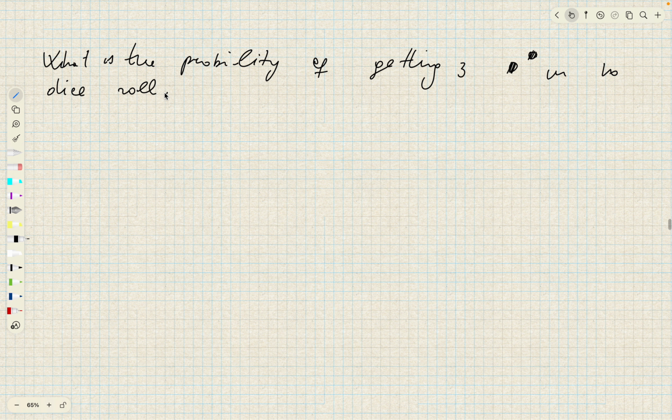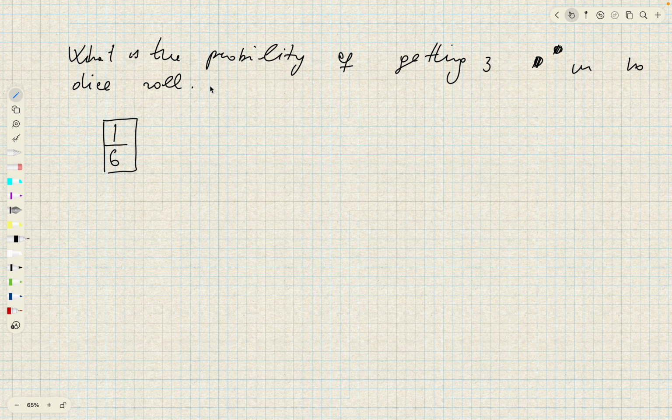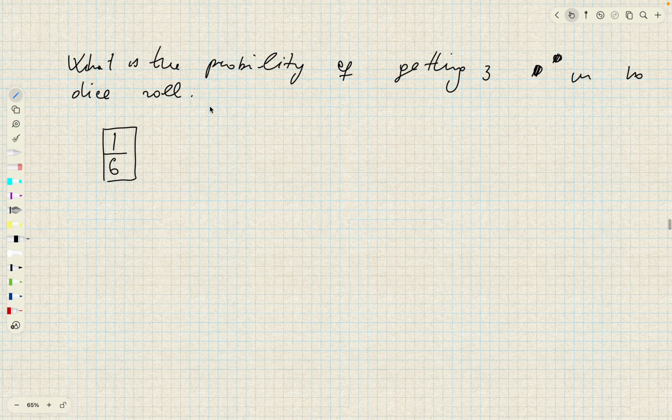And let's break it down. Let's break this down into smaller problems. And let's start with what is the probability of getting 2 in one dice roll? It's very simple. It's simply 1 over 6, right? 1 over 6. Probability of getting 2 in one trial.